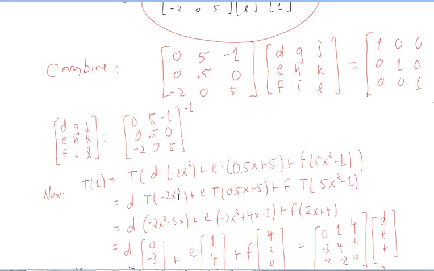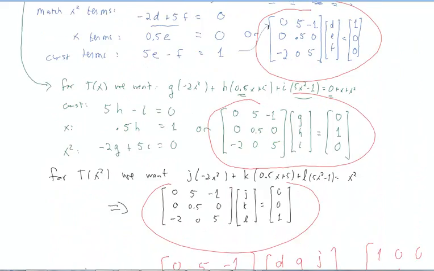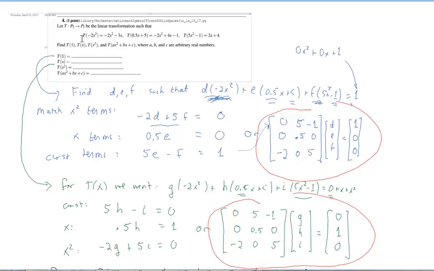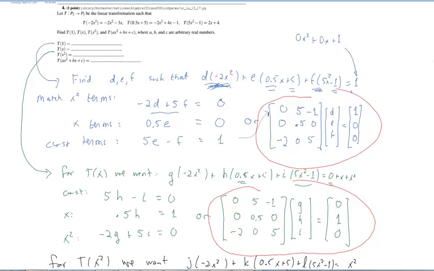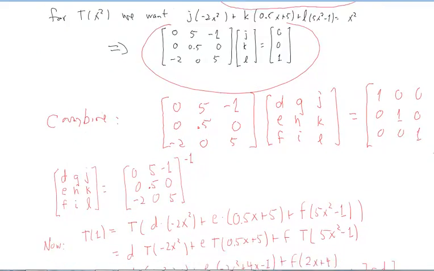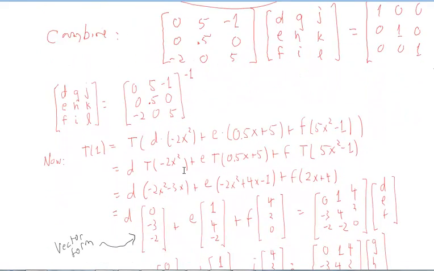All right, but I know what T of minus 2x squared is. I know what T of 0.5x plus 5 is. I know what T of 5x squared minus 1 is. That was given in the original problem statement up here, right? Those were the givens for my T's. So I'm in good shape. I know how to find D, E, and F. I know what these values are. So let me just summarize this.